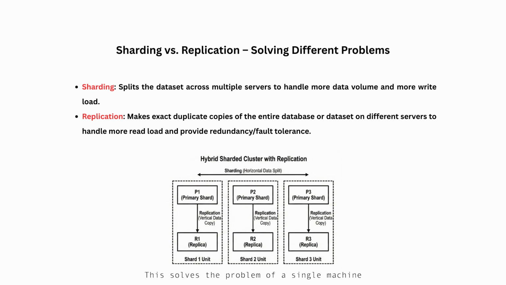This solves the problem of a single machine maxing out its write capacity or storage volume. In highly resilient systems, you use both. You shard the data horizontally across multiple servers, P1, P2, P3, to handle scale, and then for each of those primary shards, you deploy a replica R1, R2, R3 for fault tolerance and read offloading. This way, if P1 crashes, R1 is promoted instantly to keep that portion of the dataset available. This is known as a sharded cluster with replication, offering both scale and high availability.